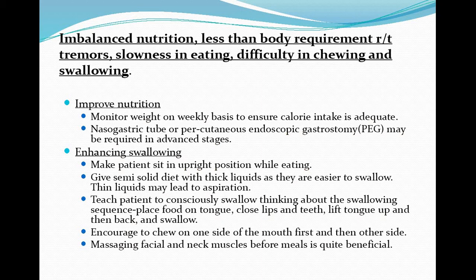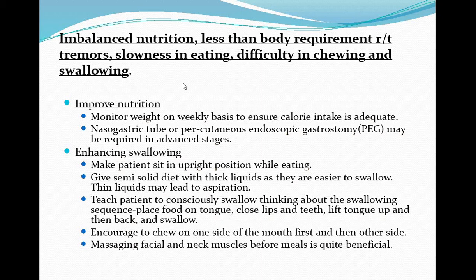Coming to the next nursing diagnosis, imbalanced nutrition less than body requirement related to tremors, slowness in eating, difficulty in chewing and swallowing. Now if the person is having tremors, he will not be able to put the food into his mouth, right? Or he will be slow because all the chewing and swallowing requires the movement of the muscles. Since he is already experiencing muscle rigidity and stiffness, the eating habit will be slow, and he might experience difficulty in chewing.